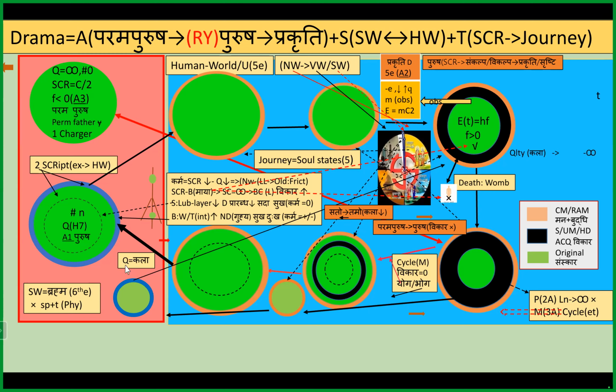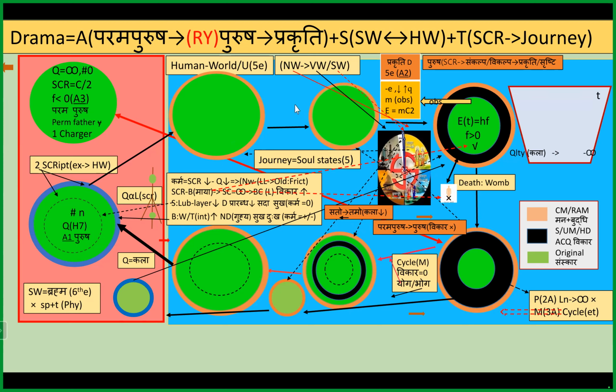And this happens when the Q becomes the kala of this human world. When it automatically gets attracted, Q is equal to kala, so that takes the birth. And we know that this Q depends on the length of the script. So this is the higher Q, this is the lower Q, and then this is the Marshall.